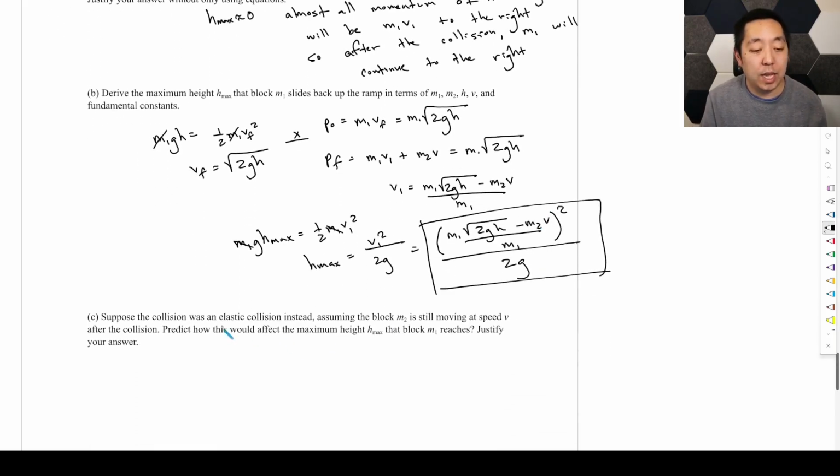Suppose the collision was an elastic collision instead. Assume m2 is still moving at speed v. So now we're changing the scenario. This is part of the QQT questions. Assuming block m2 is still moving at speed v after the collision, it was elastic. Predict how it will affect the h max that m1 reaches.